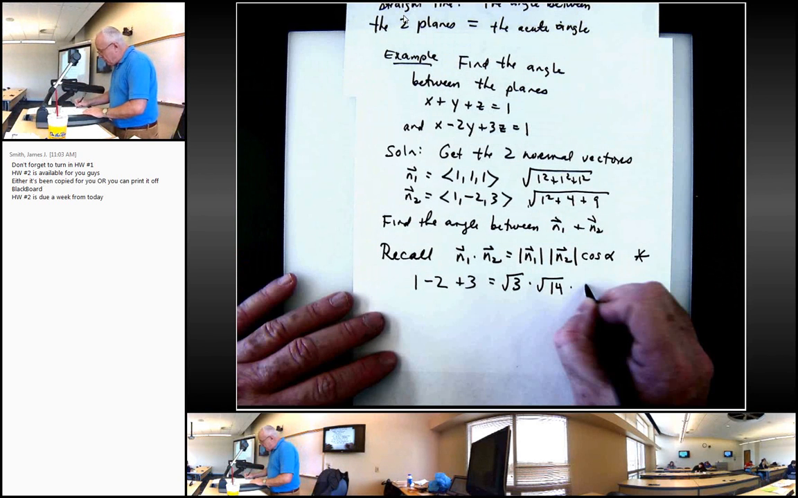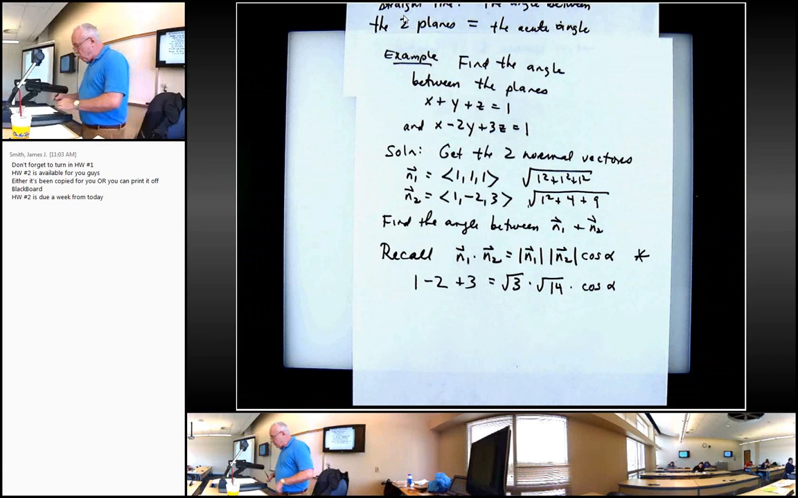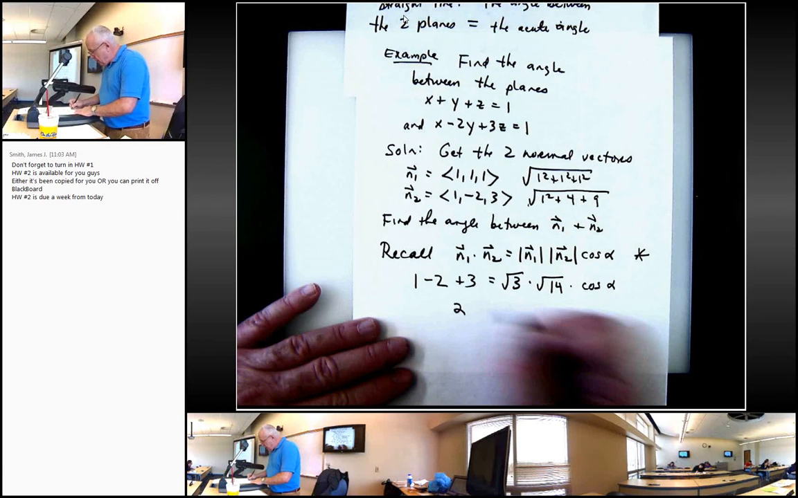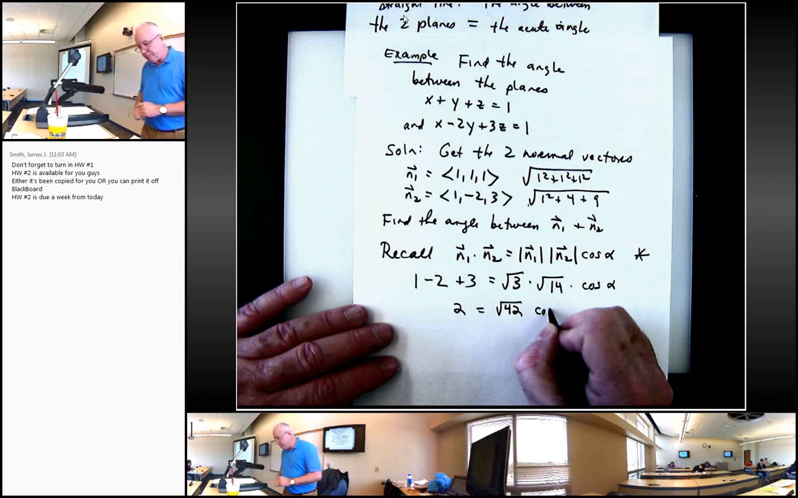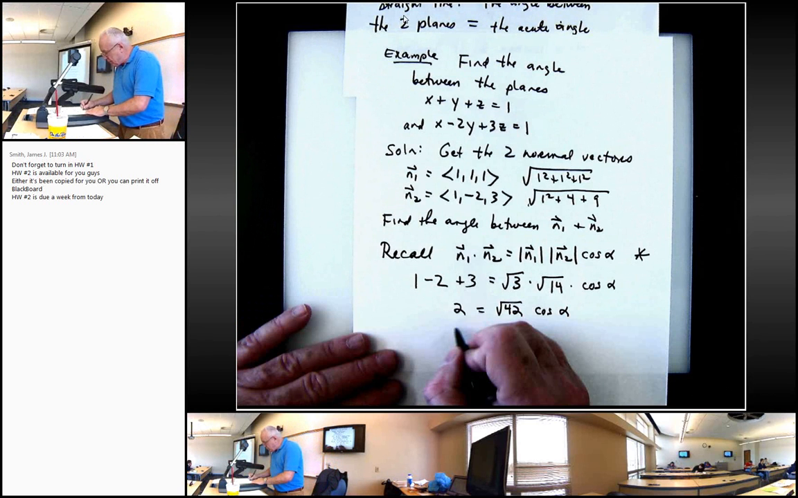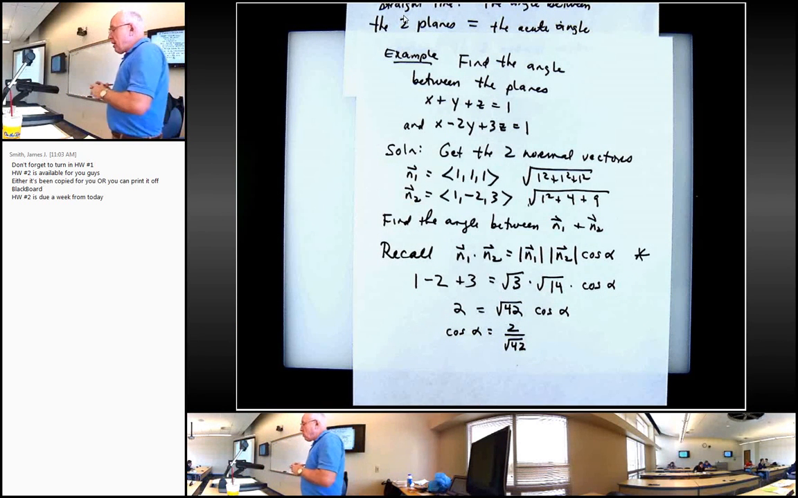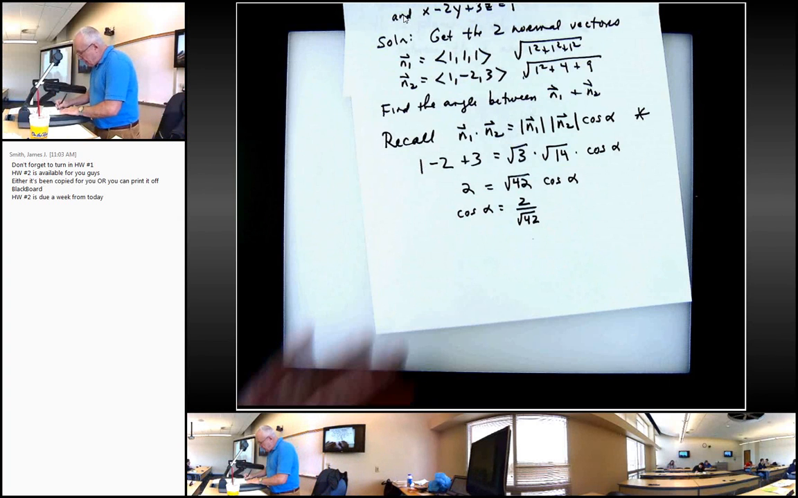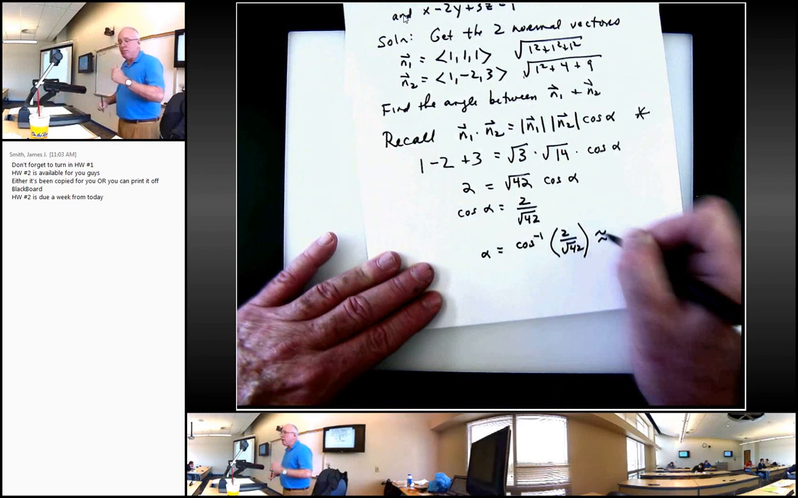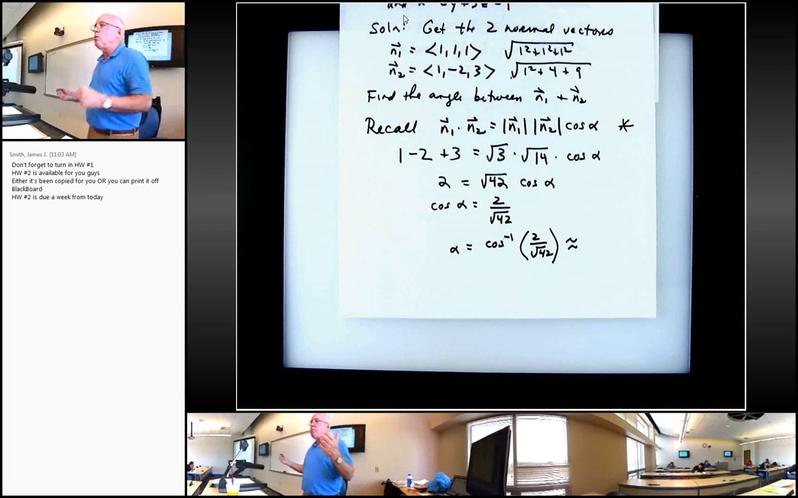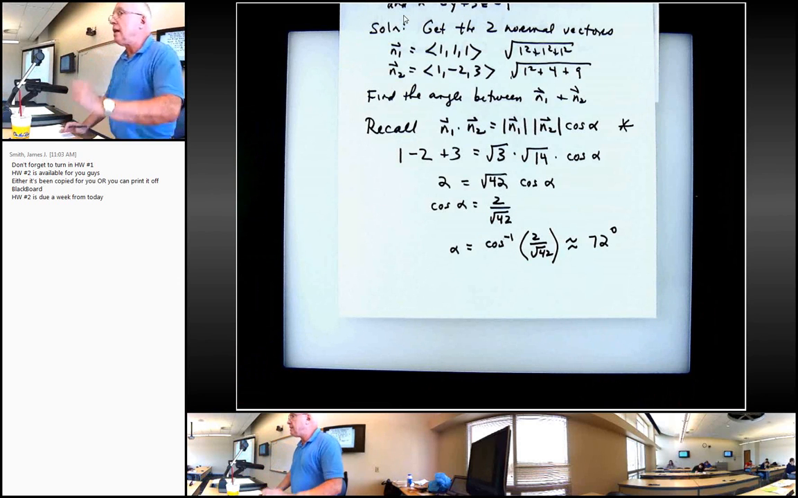And then times the cosine of the angle. The left side is 3 plus 1 is 4, 4 minus 2 is 2, equals the square root of 42, 14 times 3, times the cosine of our angle. So let's isolate: the cosine of our angle is 2 divided by the square root of 42. So alpha is equal to the cosine inverse of 2 over the square root of 42. We can work that out on our scientific calculator. Rounding to the nearest degree, the angle between these two is 72 degrees. That's the angle between the two planes.